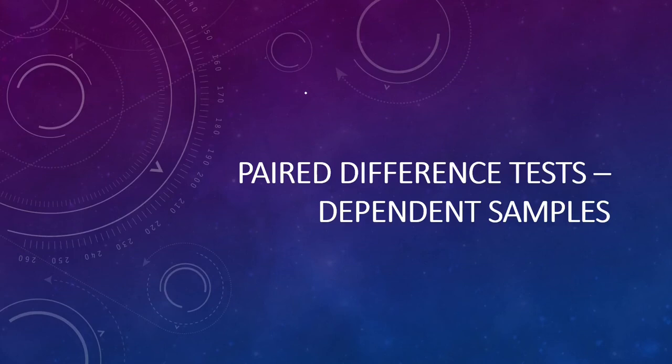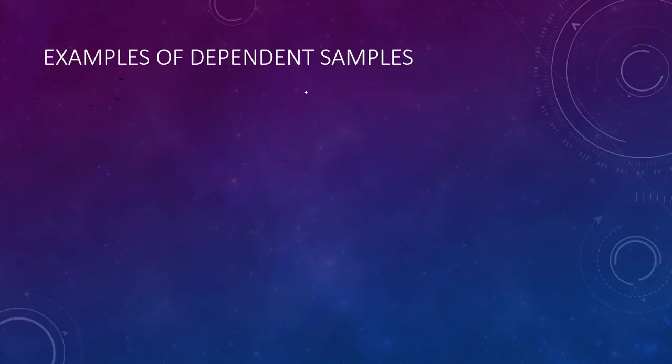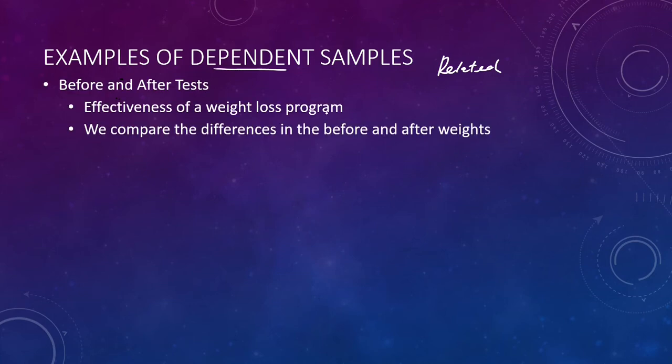Today we're going to look at paired difference tests for dependent samples. Let's look at some examples of dependent samples. Remember, dependent samples are samples that are related to one another. There's a relationship between the two. The first example of dependent samples is before and after tests.